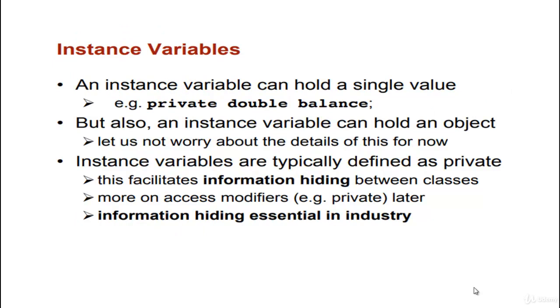Instance variables. An instance variable can hold a single value. For example, private double balance. And also an instance variable can hold an object. We will not worry about the details of this for now. Instance variables are typically defined as private. This facilitates the information hiding between classes.